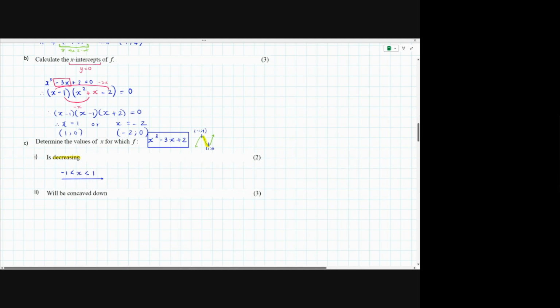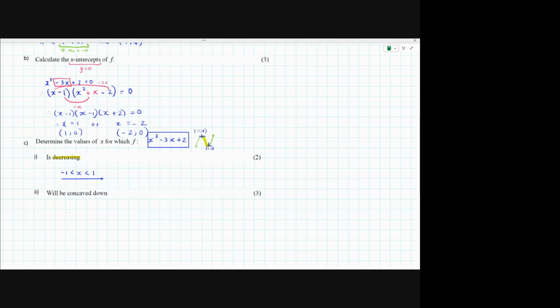Importantly, we don't include those values because remember, at that value, it's a turning point. So technically your gradient is 0. So it wouldn't be decreasing. It would be equal to 0. So we don't include them. But just having the shape of your graph in your mind, super, super helpful.